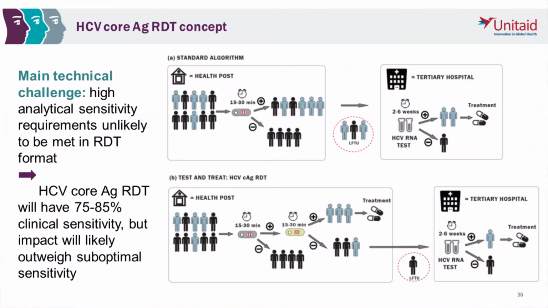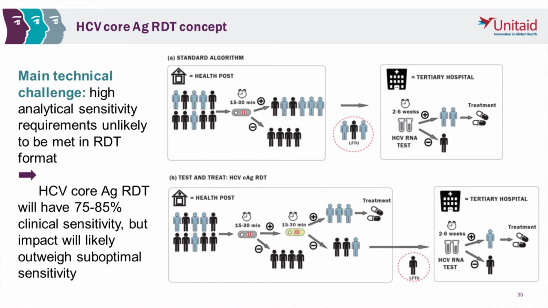So the core antigen rapid diagnostic test, the intention of this test is to be able to bring confirmation down very close to the community level. So the hope is that you would be able to give a serological screening rapid diagnostic test. And if that person screens serologically positive, immediately you could give another rapid diagnostic test for a core antigen to see if that person is viremic. And it would be able to give results very quickly.